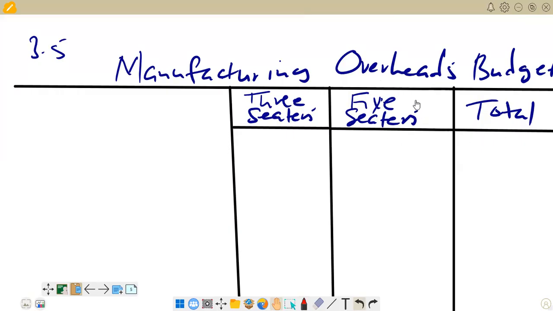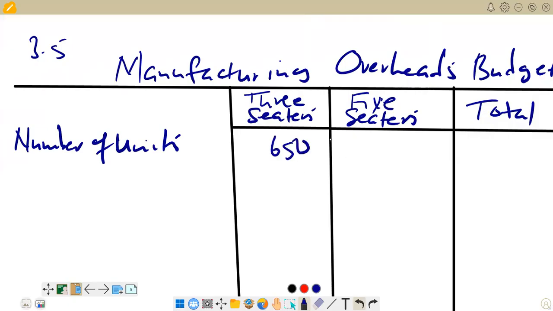So we are going to start with the number of units to be produced. As always, number of units to be produced. So we have got 650. Remember, these figures we are putting them from the first budget up to now. We have 640. Then we add the total. We have got 1,290. Something that we calculated before.